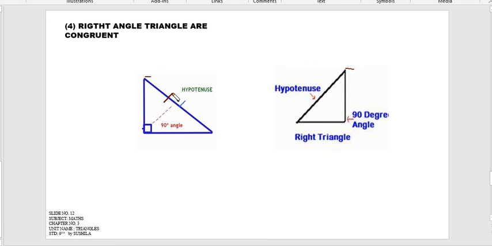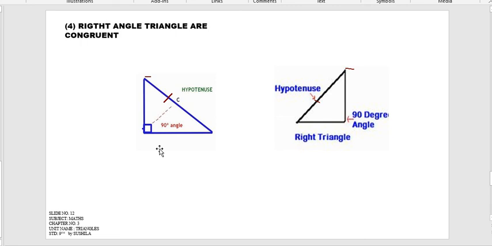This is a hypotenuse, and it will be equal to this hypotenuse, and this is a height, or we can take this base also. Now the angle you can see is a 90-degree angle, and the two triangles' angles are also equal. So based on these measurements and angles, we can say these two triangles are congruent. So a right angle triangle is also congruent.